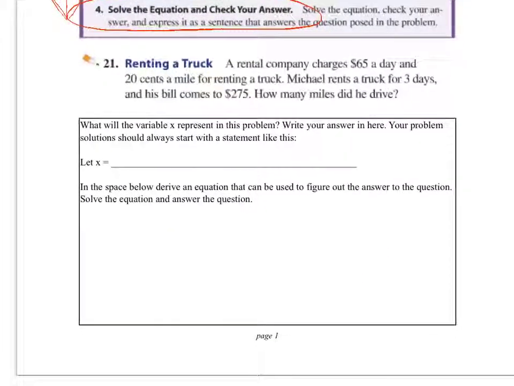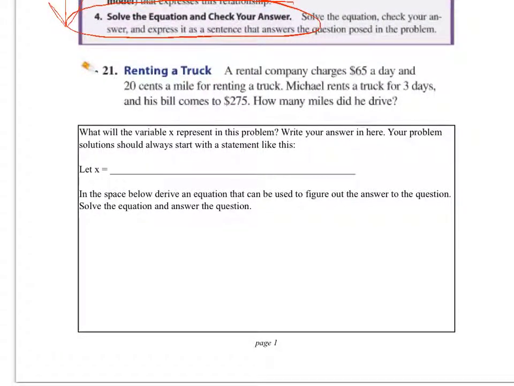So let's start this first one, renting a truck. A rental company charges $65 per day and 20 cents per mile for renting a truck. Michael rents a truck for 3 days and his bill comes to $275. How many miles did he drive? What will the variable x represent in this problem? Well, we're asked to find out how many miles Michael drove, and so we should probably start by letting x equal the number of miles Michael drove.